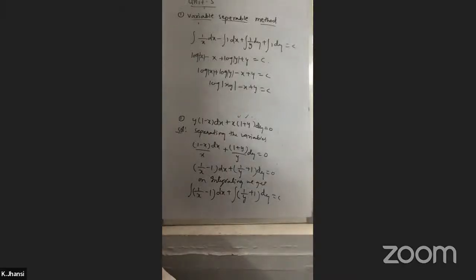You can see some example problems in the textbook too. For the variable separable method, you have page number 88. I have told you to check your progress problems, to see the MCQ questions and also the check your progress questions in your textbook.